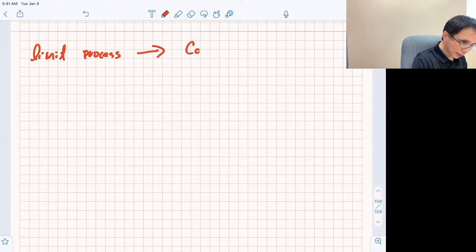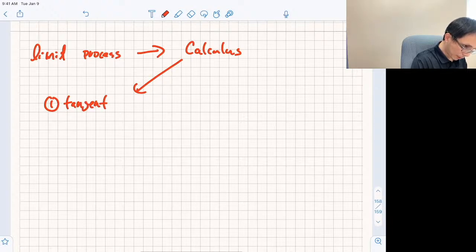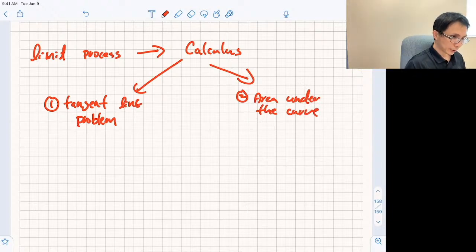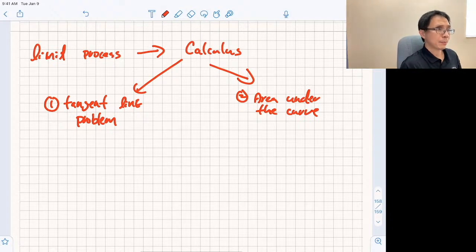Now, calculus is composed of two problems. The first problem is going to be the tangent line problem. The second problem is going to be called the area under the curve problem. So we got these two problems presented. And what do the two problems look like?